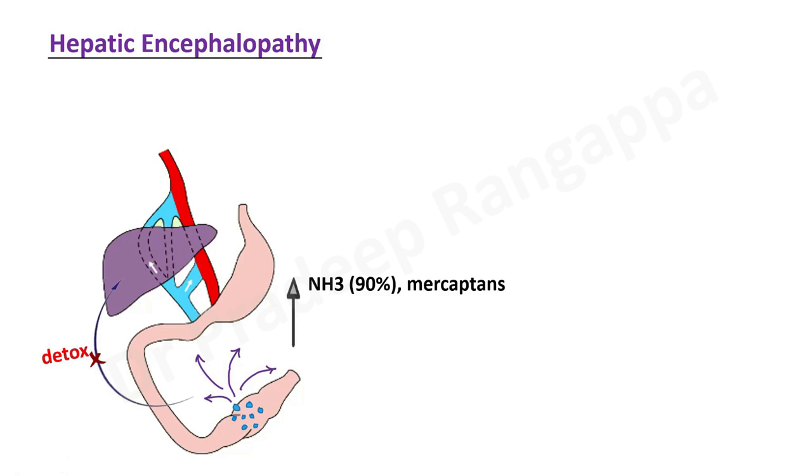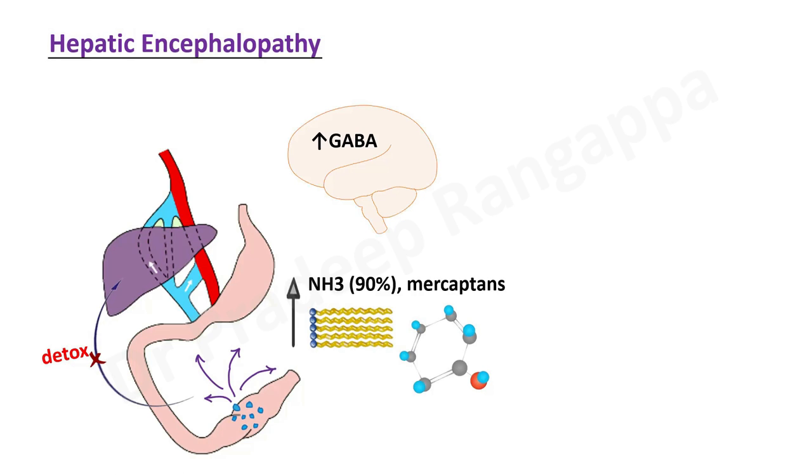And some of the toxic metabolites, which are purported to be the cause of encephalopathy, is the increase in ammonia. 90% of the acute liver failures have high ammonia, mercaptans, and phenols, so on and so forth, and short chain fatty acids. So these are some of the toxins that lead to encephalopathy, that get accumulated, that fail to get detoxified, and they lead to encephalopathy.